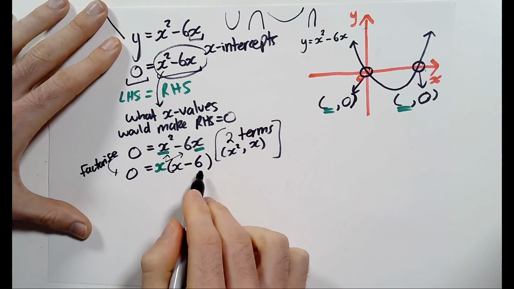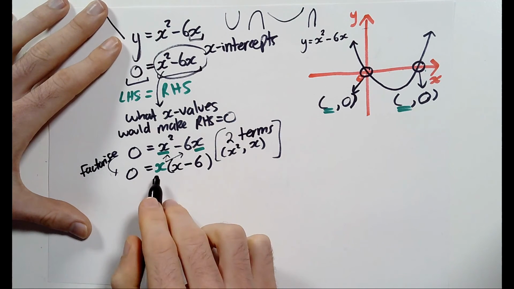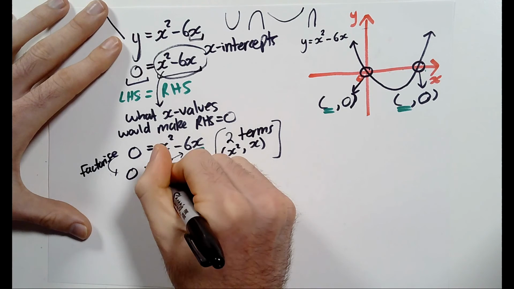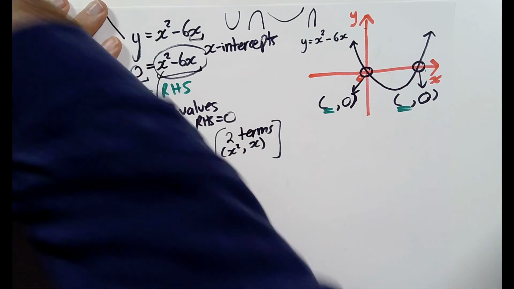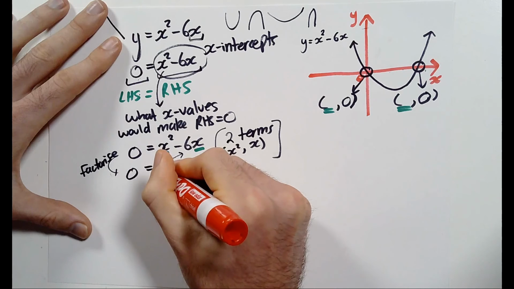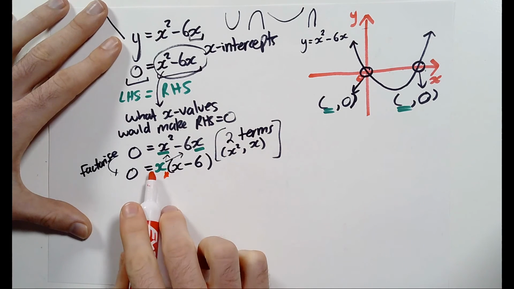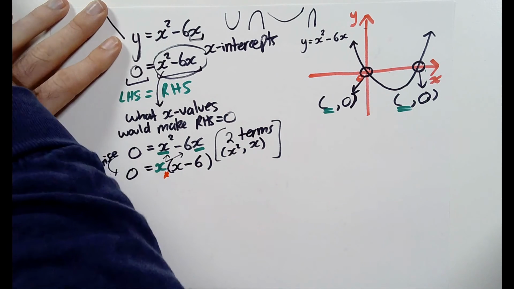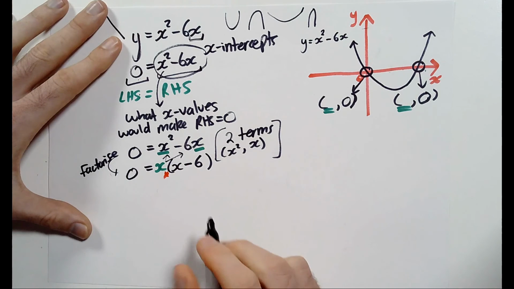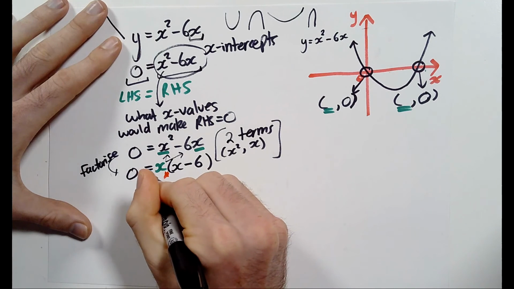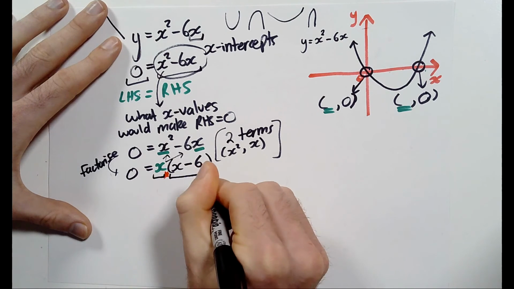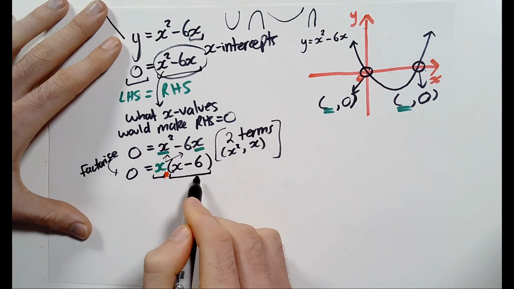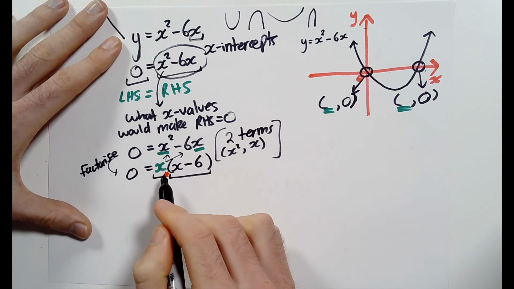Once we factorize, this helps us a lot because now I don't see any x squareds. I just see an x, and I see that it is multiplying this bracket here. So there it is: x times bracket x minus 6. And what we can now do is say that as long as one part of these two things, either the x or the bracket, equals 0, the whole thing will equal 0.